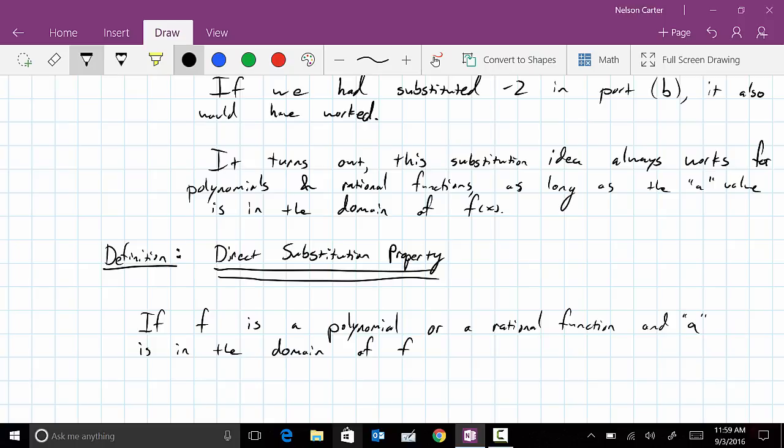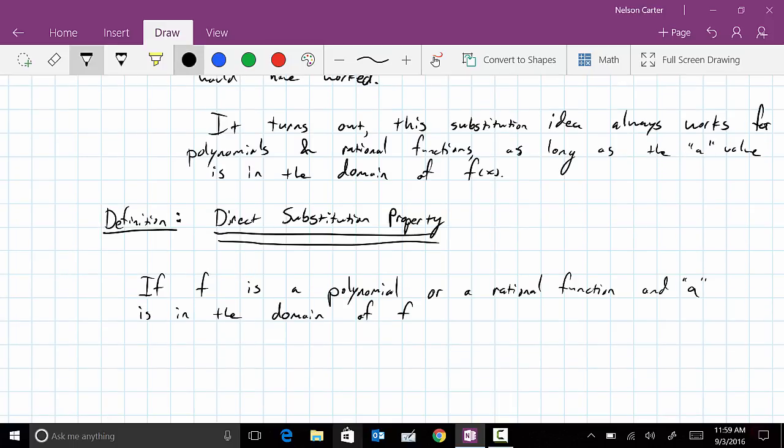I put a in quotes so that you understand that here I'm using a as the number a, and here I'm using a as the word in the English language. So anyway, a is always going to be in the domain if it's a polynomial, but if it's a rational function, not always, because rational functions typically have a few values that are not in the domain. So back to what I was saying, if a is in the domain of f, then the limit as x approaches a of f of x is equal to f of a.